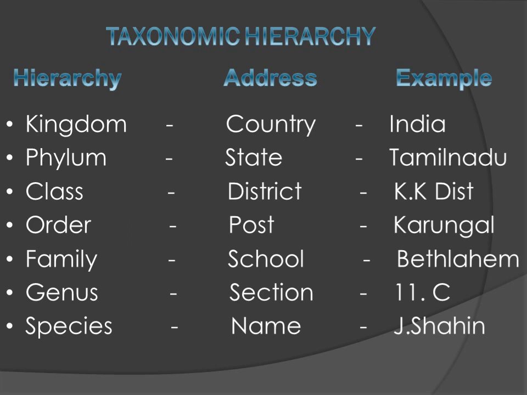Tamil Nadu consists of 32 districts. Among these, you are in Kanyakumari district. So the courier has to come to Kanyakumari district again. Then Kanyakumari district consists of maybe thousands of post offices. Among these, Karungal is one of them. You are in Karungal, right? And then Karungal consists of maybe several schools, but you are in Bethlehem school. Bethlehem school consists of so many divisions and sections, right? And your section is 11th C. And your name is, as one example, J. With the initial we have to say it is J Shahin, right?